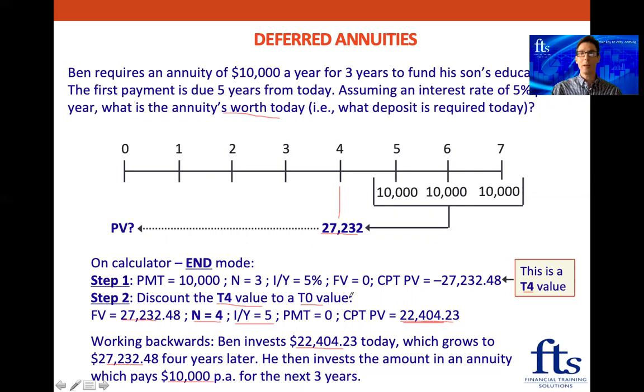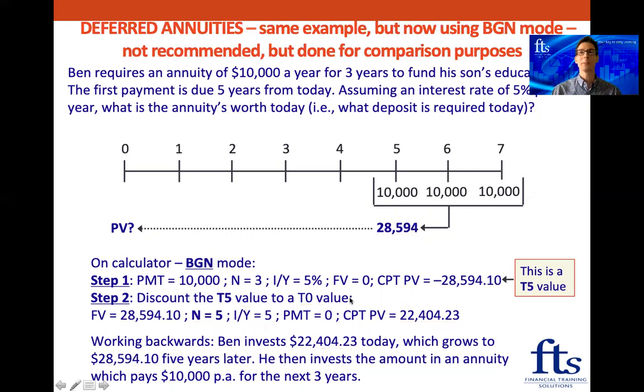Excellent. So now we're going to do the same example, but we're going to switch to begin mode. I don't recommend this, but some people actually prefer to use it, so that's why I want to show this just for comparison purposes. So everything is the same, except now we're going to use begin mode. So if we use begin mode, what value are we going to find? We are going to get here a T5 value. Why? Because if we are in begin mode, we're going to find the value of this annuity on the date of the first payment.